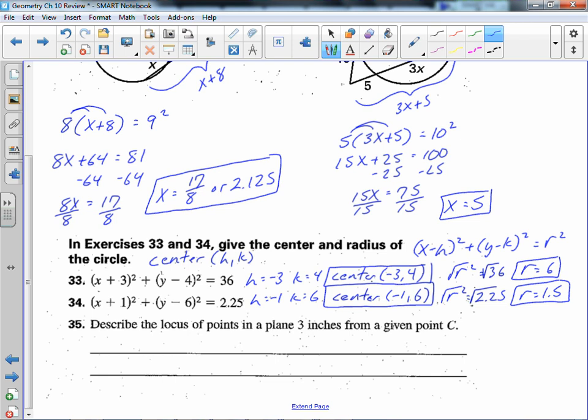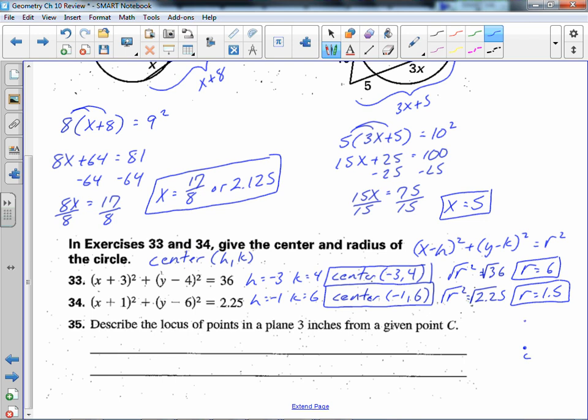And then the last question here, probably one that you looked at and didn't know what it meant to begin with, because we didn't cover that section, because I didn't want to waste a whole day to cover what I can tell you in just a couple minutes here in this one example. So when it says describe the locus of points, that's basically describing what we create when we apply the rule that they give us about the points. All right, so it says describe the locus of points in a plane 3 inches from a given point C. So that's saying if I have a given point C, and I look at all the points that match that locus of being 3 inches from a given point.